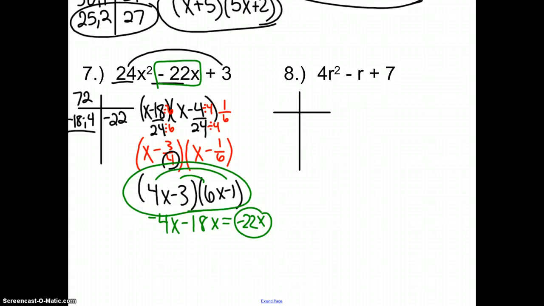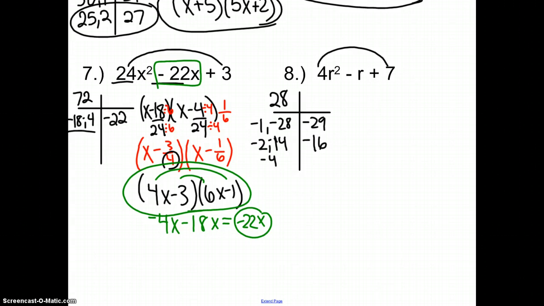Number 8, we have 4r minus r squared minus r plus 7. So we multiply our 2, we get 28. And we want to find the factors of that give us a negative 1. So if we try negative 1 and negative 28, we get negative 29. Negative 2 and negative 14 would give us a negative 16. Negative 4 and negative 7 give us negative 11.